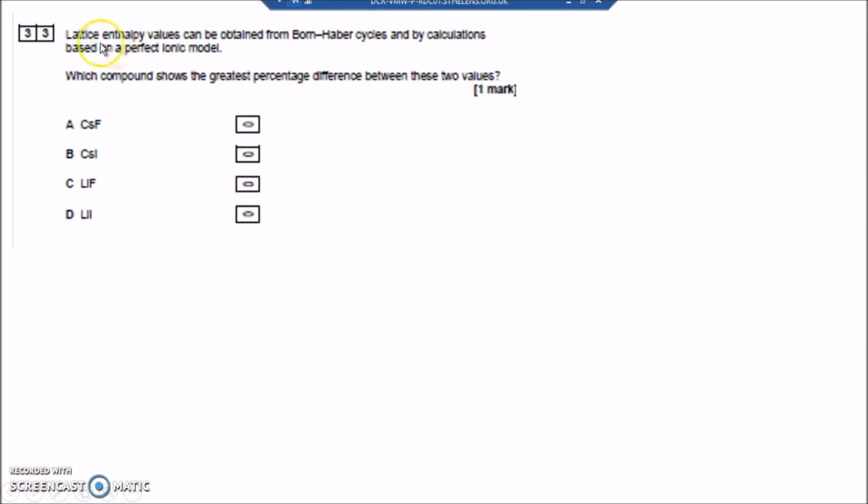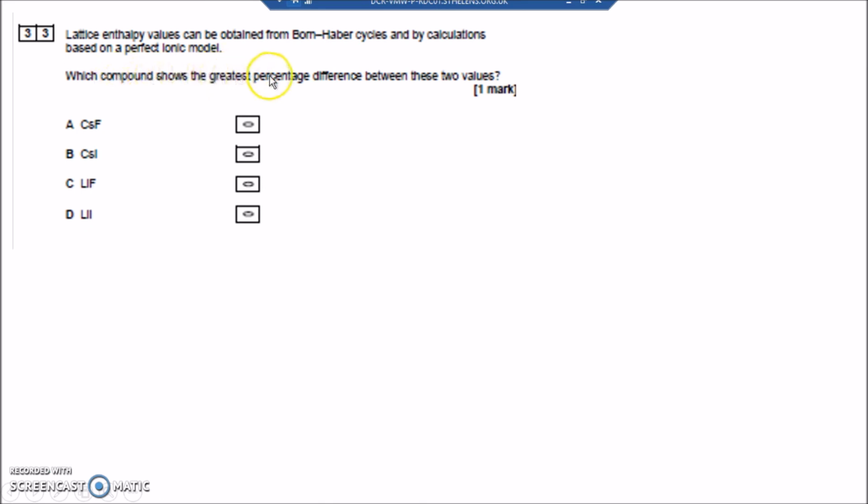Question 33. Lattice enthalpy values can be obtained from Born-Haber cycles. So that's using an ionic lattice model, making an ionic lattice, and by calculations based on perfect ionic model, where atoms form perfect ions by either losing or gaining electrons. So both of these are based on ions, the perfect ionic model forming an ionic lattice.